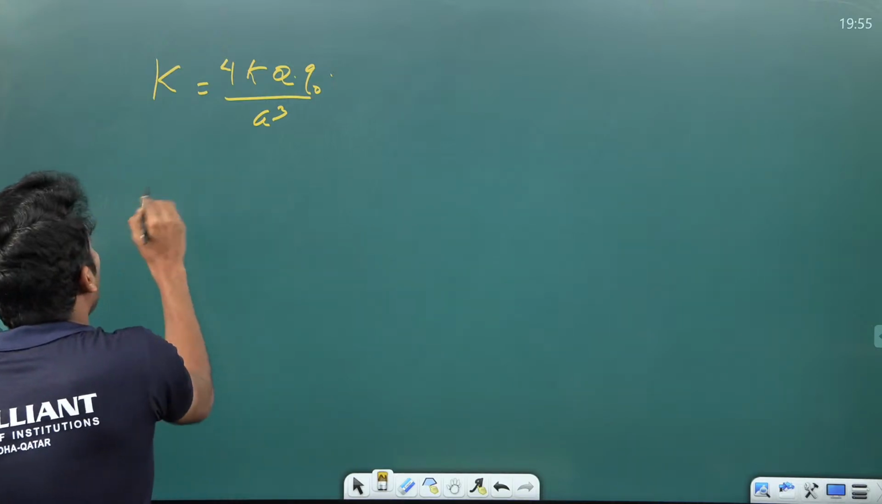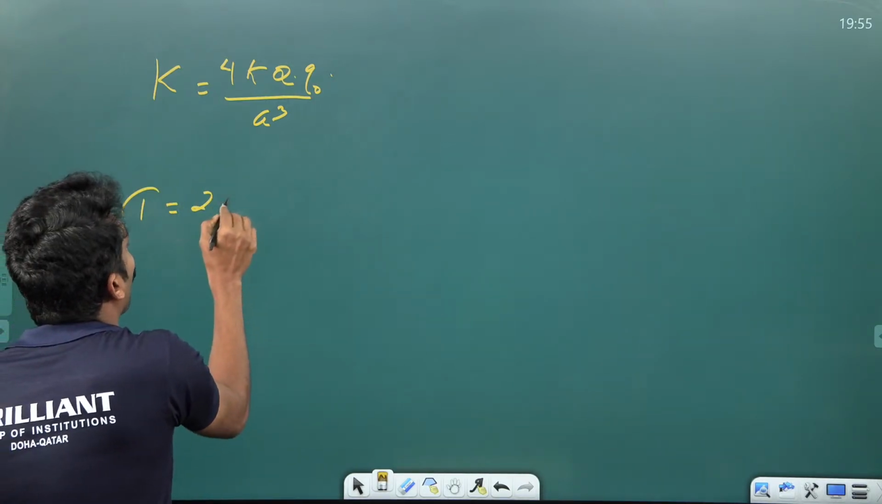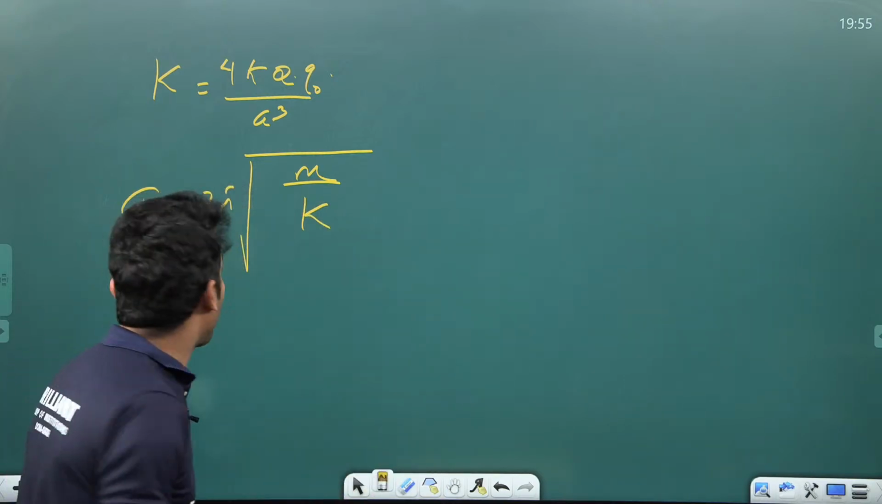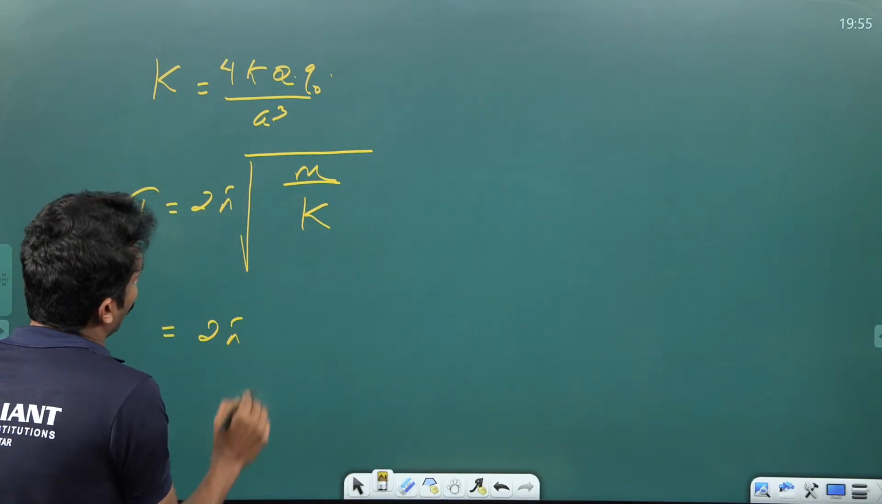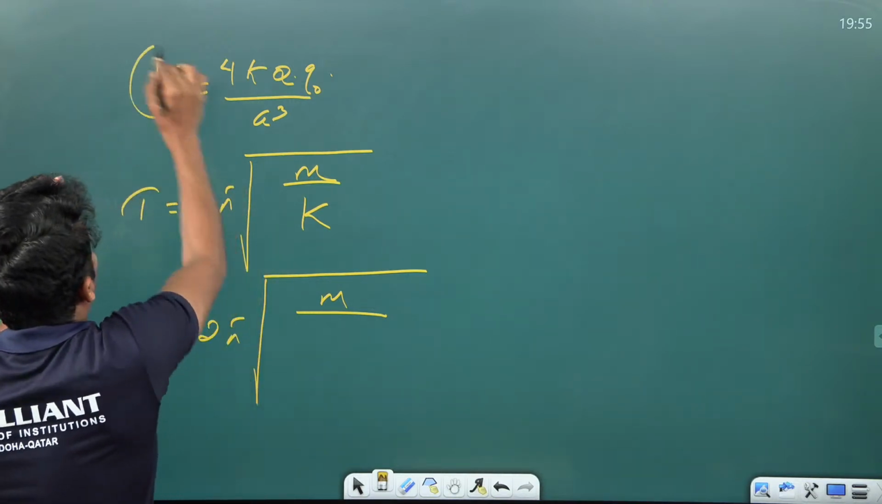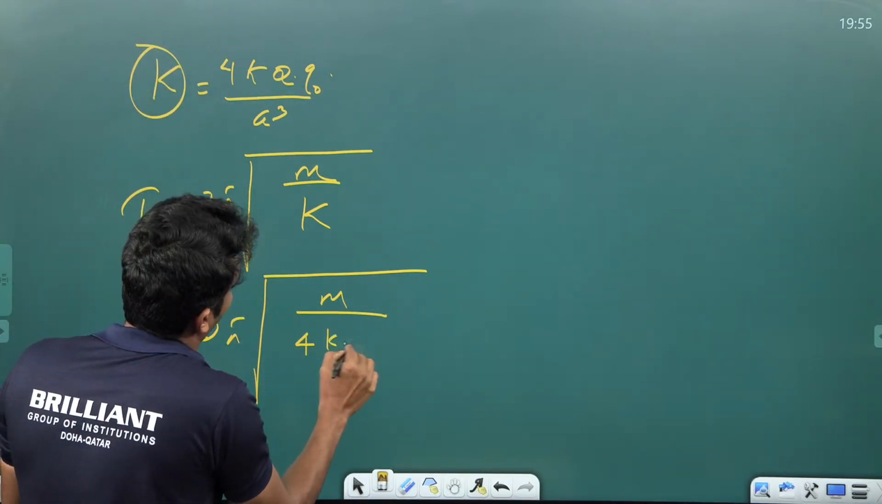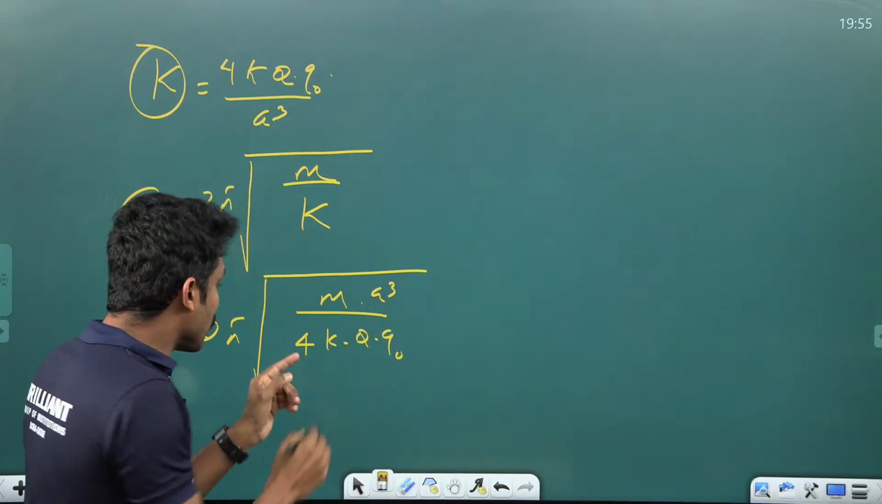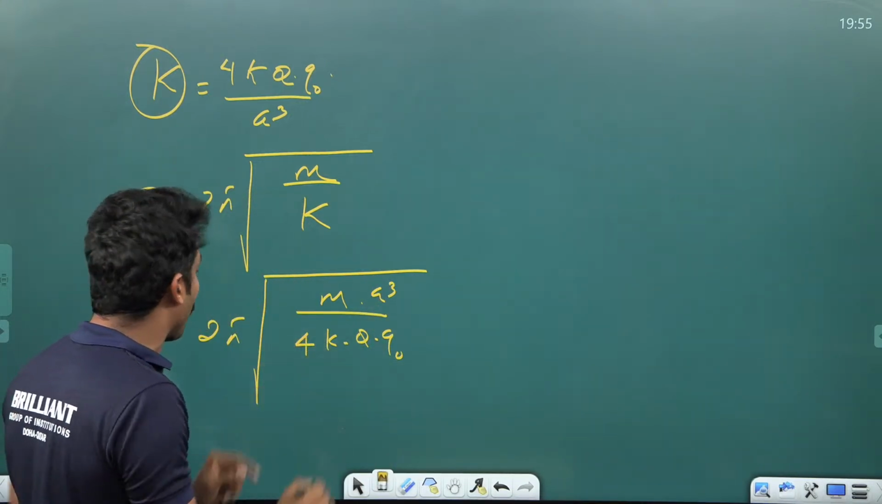Okay, now what is the time period of a simple harmonic motion? It is 2 pi into root of m divided by k, isn't it? What is the k value here? This force constant value is 4Q naught divided by a cube, isn't it? Now this k is what? This k is 1 by 4 pi epsilon 0.